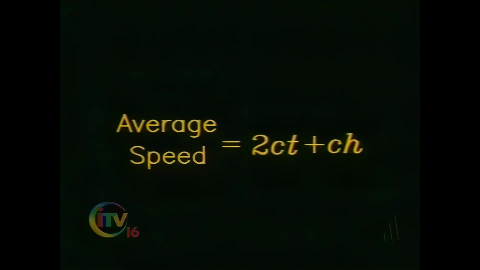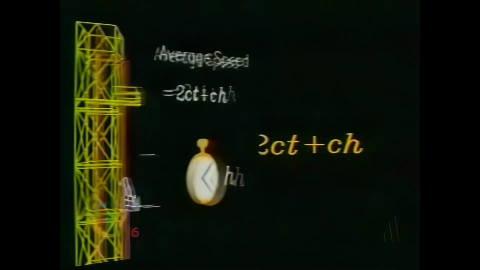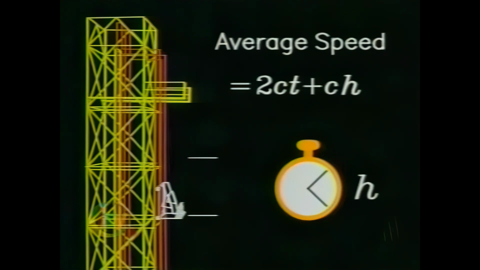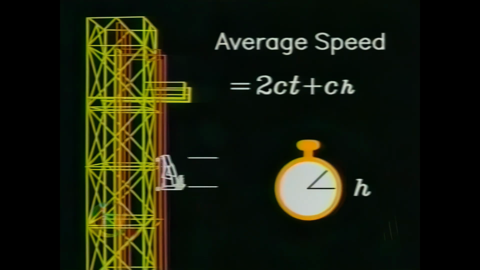The problem is solved. We can calculate her average speed starting at any time t over any interval h. h can be 1 second, half a second, a tenth of a second, or even zero, because now we're not dividing by zero. And now we can let the h interval shrink smaller and smaller and smaller, even to the ultimate limit.